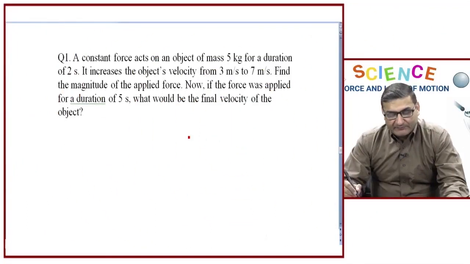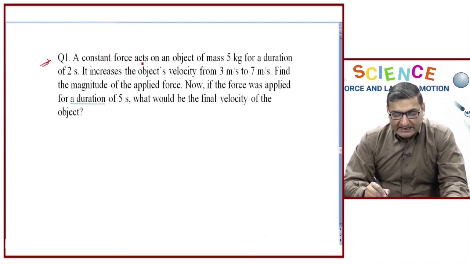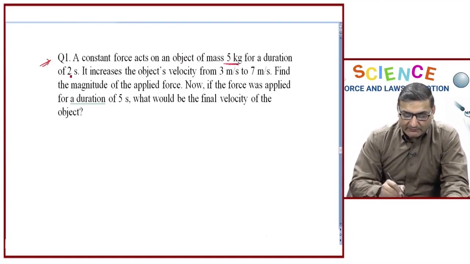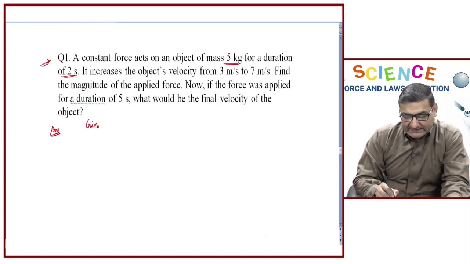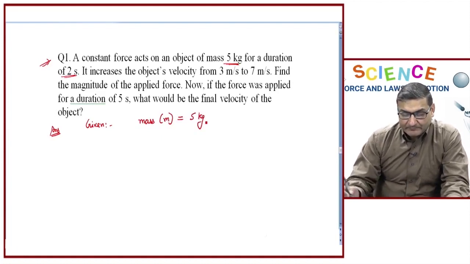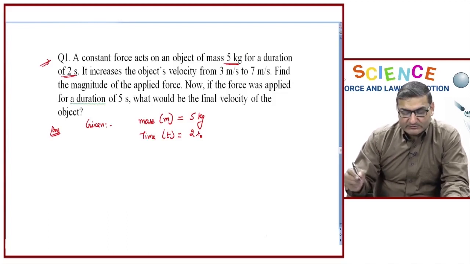Now let us take a few numericals based on the topics that we have studied till now. Let us see the first question. A constant force acts on an object of mass 5 kilograms for a duration of 2 seconds. Let us see first of all what exactly is given to us in the question. The mass, which can be represented by small m, is given to be 5 kilogram for a duration of 2 seconds. The time t is 2 seconds.